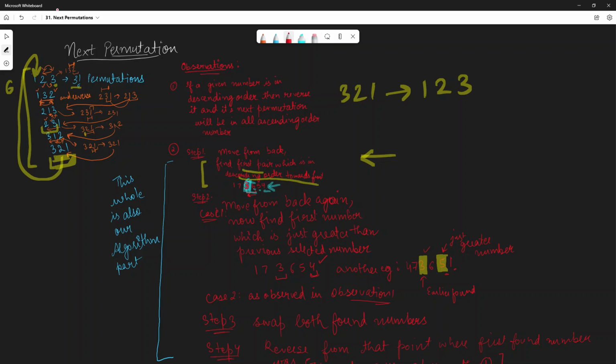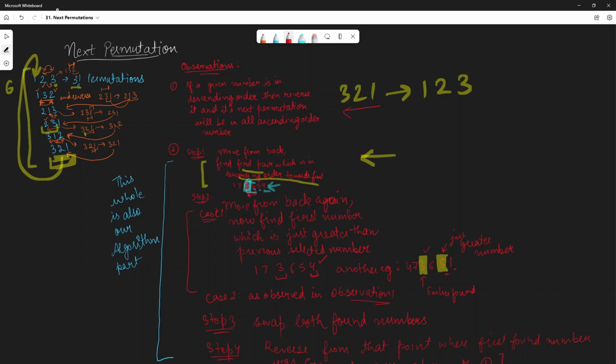So this is the thing which we are required to do, and after swapping them, we are required to do one more step, that is step 3. But in step 2 only, there could be two cases. Either we would be able to find those two numbers, or there could be the case where we are moving from back to front and we are not able to find any pair at all.